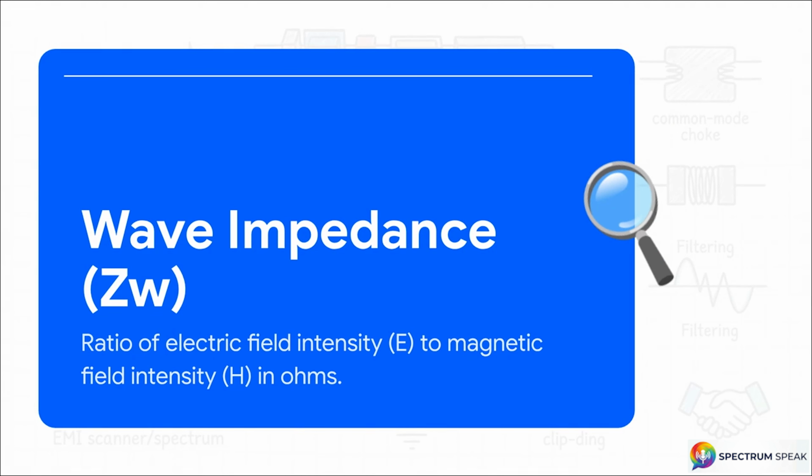And that brings us to our absolute cheat code for understanding this space: wave impedance, or ZW. It's actually pretty straightforward. It's just the ratio of the electric field intensity, E, to the magnetic field intensity, H, expressed in ohms. Kind of like how Ohm's law relates voltage and current in a circuit, wave impedance relates the E and H fields in physical space. Figuring out how this ratio shifts is literally how we decode the physical source of an EMI problem.